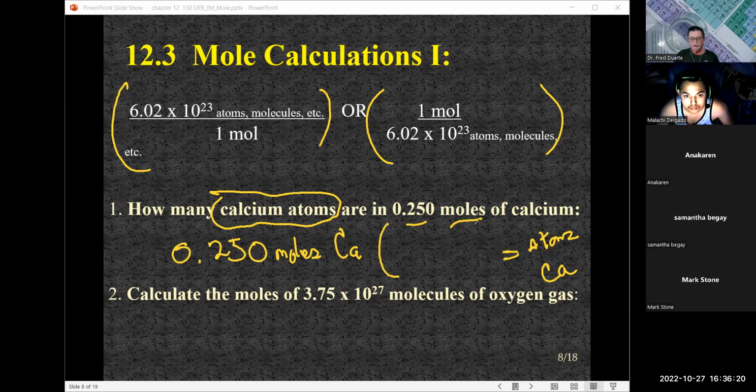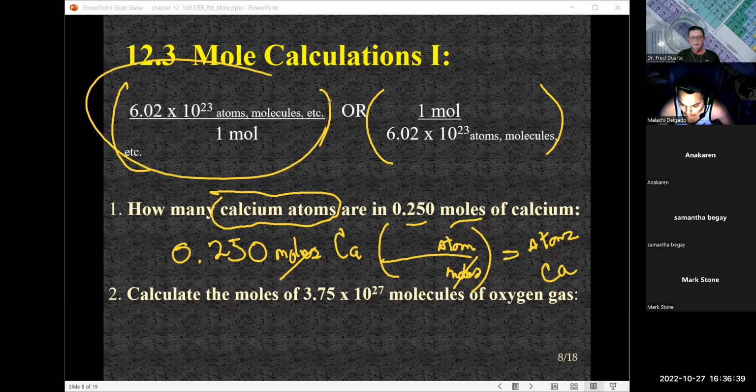So obviously we're going to need a factor here, just looking at the units, I haven't even thrown in numbers. I want moles in the denominator. Why? Because I want moles to cancel when I multiply. And then I want atoms in the numerator, okay? Therefore, I am using the conversion factor on the left-hand side.